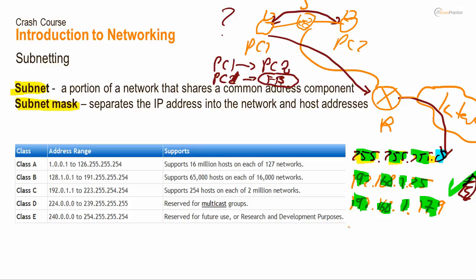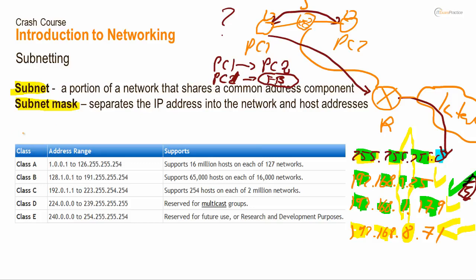What if I added 192.168.8.71? Now, we know the first three octets have to match. 192.168, and then it's 8. That's not good. They don't match. This IP address is not on the same subnet as the first two IP addresses.